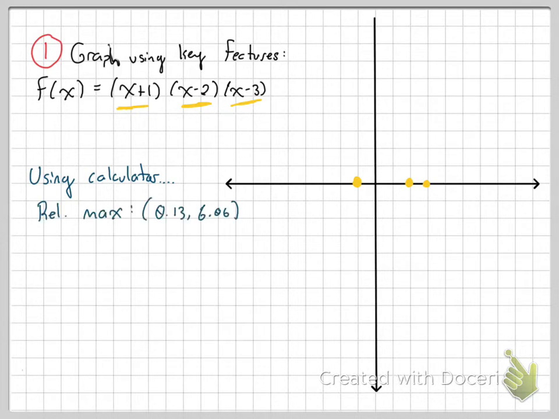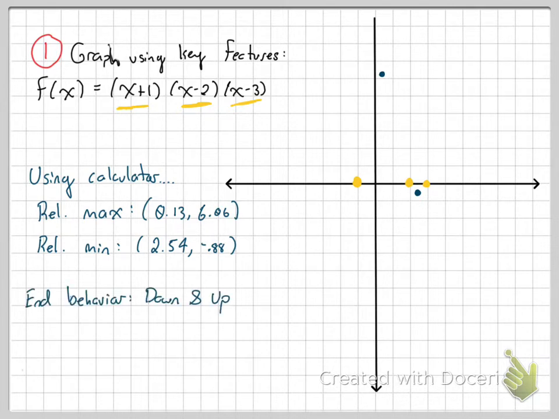So if I go on my graphing calculator, I find my relative max by graphing this. I find that to be at 0.13, 6.06. And again, I'm just going to ballpark that. For my relative min, I'm at 2.54, -0.88. Again, just ballparking that. I'm starting to get a clearer picture of what this graph's going to look like. And then finally, just by looking at my graphing calculator, I can see that my end behavior is down and up. So from here, I'm going to try to connect the dots as best I can.